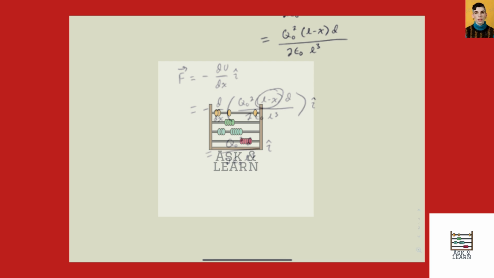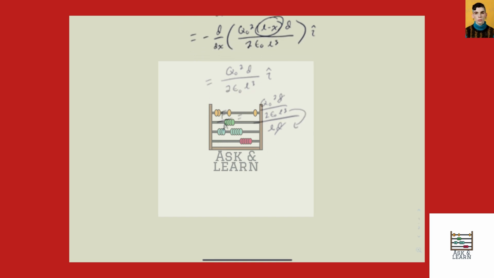And now we want the stress, which is the force per unit area. We're told the area is L times D, so that's just force over area. It's going to be Q0 squared D over 2 epsilon naught L cubed divided by LD. So the D cancels. And again, this L cubed is in the denominator, so we get Q0 squared over 2 epsilon naught L to the fourth.